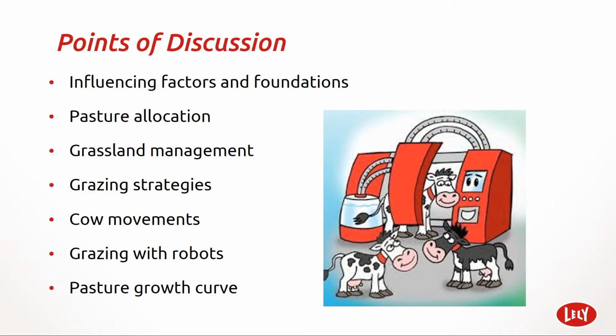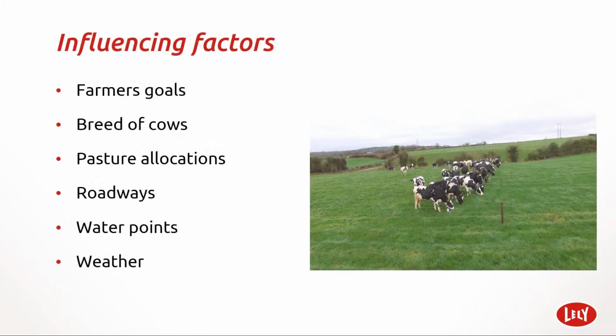Now, some of the main points we will be discussing include the influencing factors and foundations of pasture management, pasture allocation and why it's important, grassland management, some top tips around that, and then we'll be discussing some grazing strategies, which includes the ABC grazing principle, which Jürgen discussed last month. We'll then look into cow movements and the top tips when grazing with robots. Then I will be handing over to Innocent, who will be discussing the pasture growth curve. He will then summarise the webinar and provide you details if you've got any questions. So let's get started.